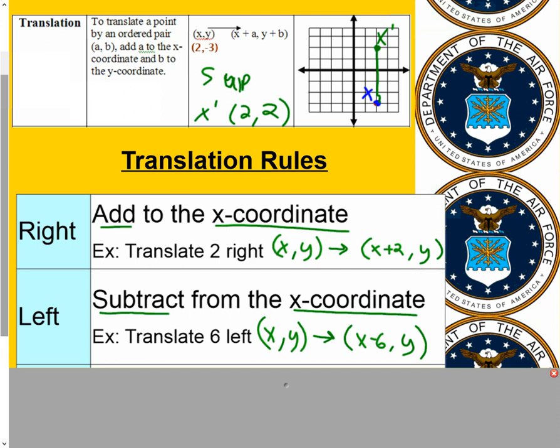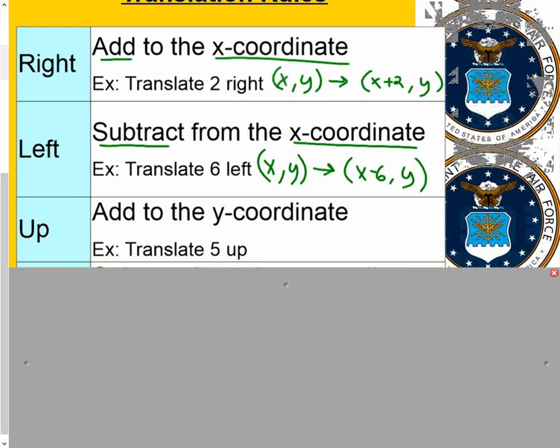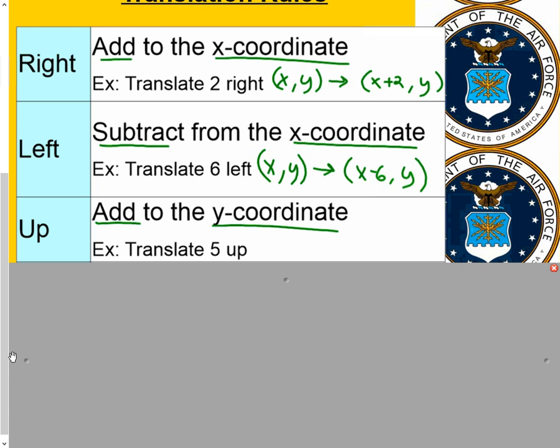So this time the x coordinate did not change. When you move up, just like when you're graphing it, the y coordinate is up and down. When you move up, it affects the y coordinate. So we added 5 to the y coordinate. Adding to the y coordinate would be going up. So going up 5, the x does not change, but the y goes up by 5.